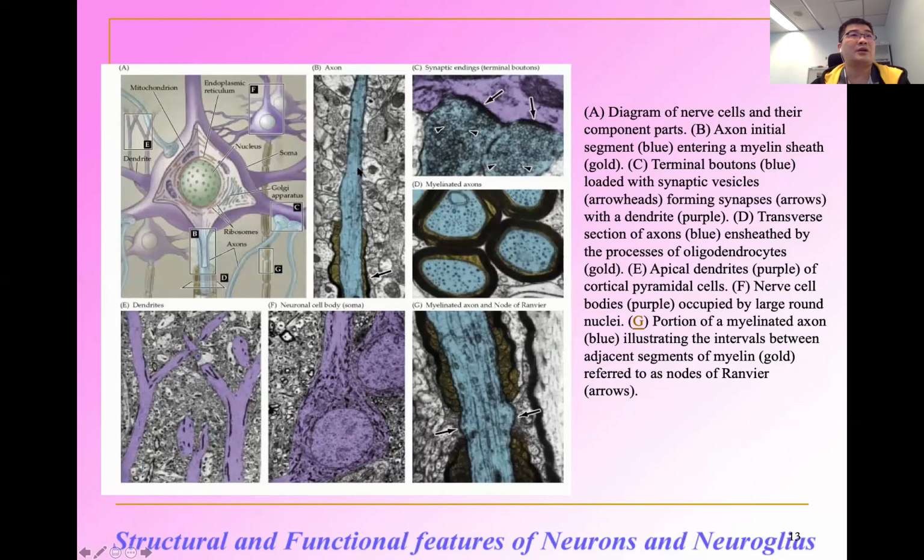Let's look at those, corresponding to the figure. Now, figure B, that's the axon. You see the axon over here, and you can see that wrapped around it is the myelin.